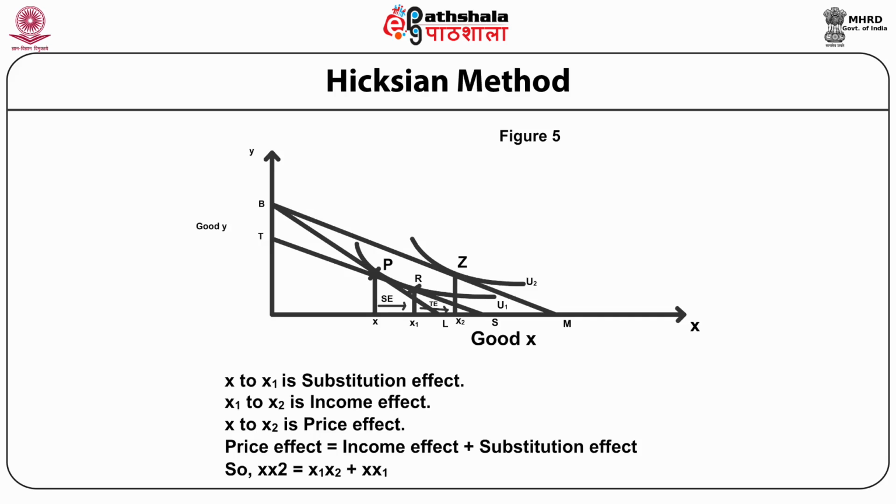Now in this case, the movement from point P to point Z, or movement from X to X2, is the price effect, and it constitutes two parts, substitution effect and income effect. Movement from X to X1 is the substitution effect, and movement from point X1 to X2 is the income effect. And when both of these two effects are joined, they form the price effect.